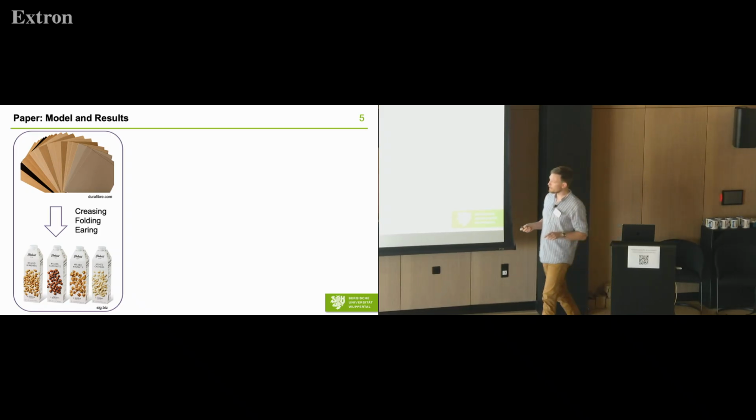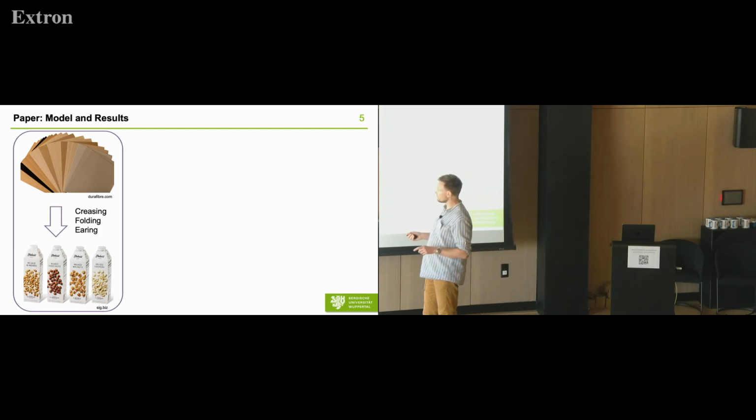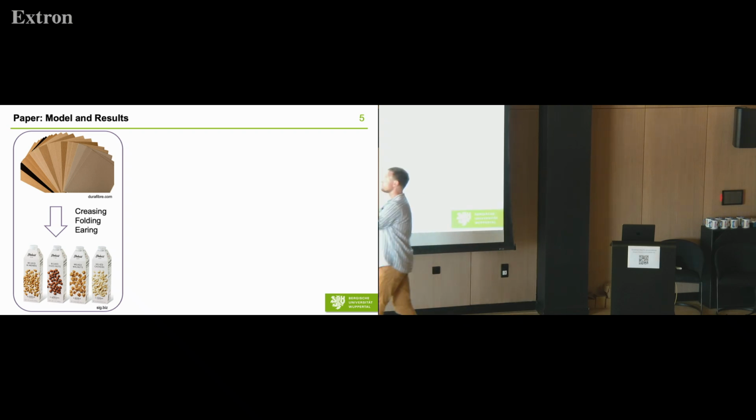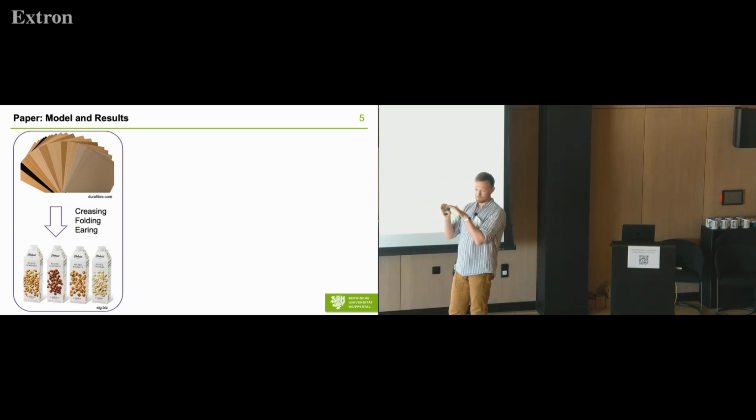Earring. Folding earring. What is earring? Earring is a result. If you have folded it across several directions, you get some warpage in there, some distortions, and this goes on the earring. And this is called earring. Yeah, that's what I learned.